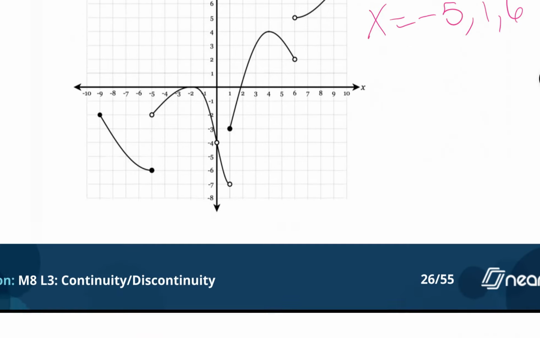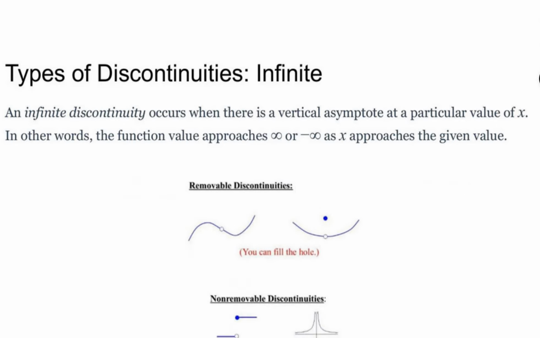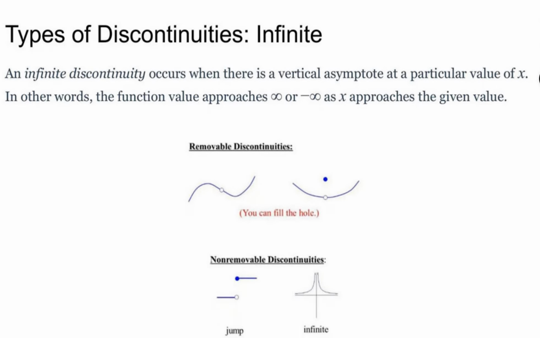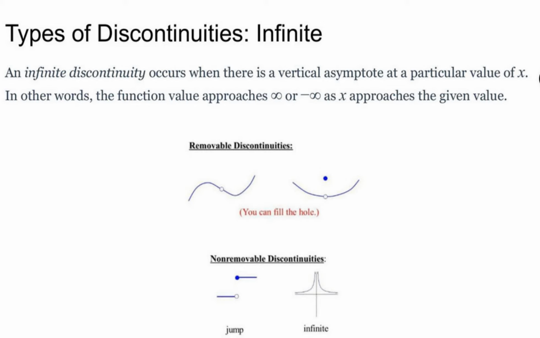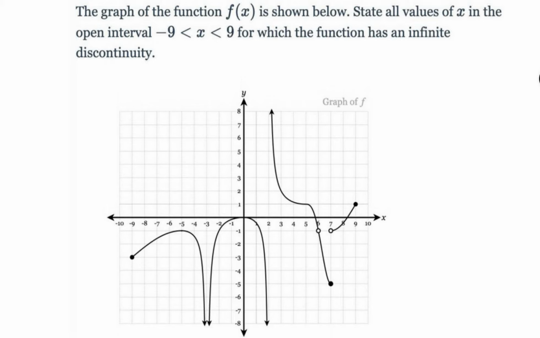Last but not least, infinite discontinuity. That is when there's a vertical asymptote at a particular x value. So remember when we talked about asymptotes and holes in rational functions, same exact idea. Infinite discontinuity means that something will be discontinuous or undefined infinitely. It will never be defined at that specific point. Because remember, that's how asymptotes act. Asymptotes are imaginary lines that your function will get close to but never cross.